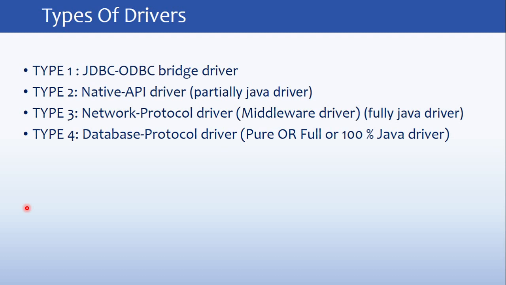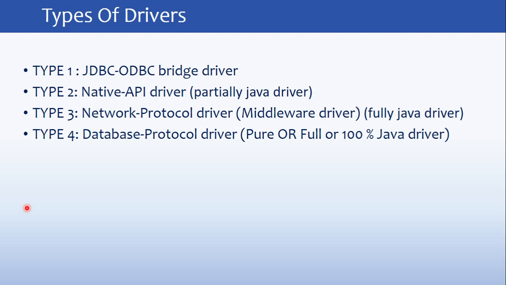In this tutorial we are going to talk about the different types of driver. There are four types of driver: type 1, type 2, type 3 and type 4. Type 1 driver is the JDBC ODBC bridge driver. Type 2 driver is the native API driver, or sometimes it may be called a partially Java driver. Type 3 driver is a network protocol driver or middleware driver, or sometimes it may be termed a full Java driver. Type 4 driver is the database protocol driver, or it may be termed a full, pure or 100% Java driver.